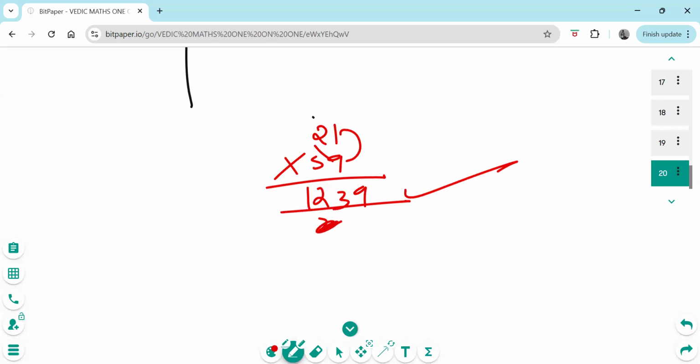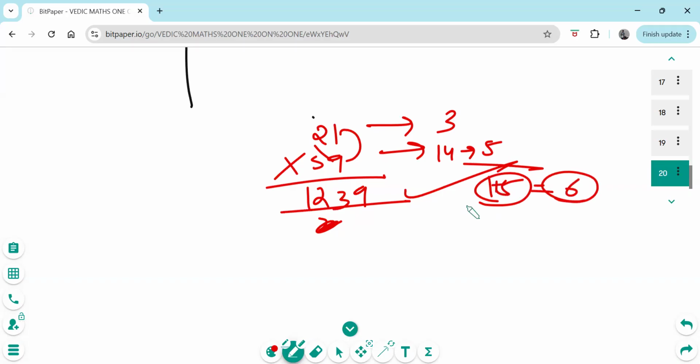Let's check if it's correct or not. So the Beejank of 59 is 14, but we cannot write 14, we can write 5. So multiplication, 5 times 3 is 15, but we cannot write 15. Digital root or Beejank is always a single digit number. So 6 should be the Beejank. So the Beejank of the answer should also come out as 6. So 9 gets cancelled.